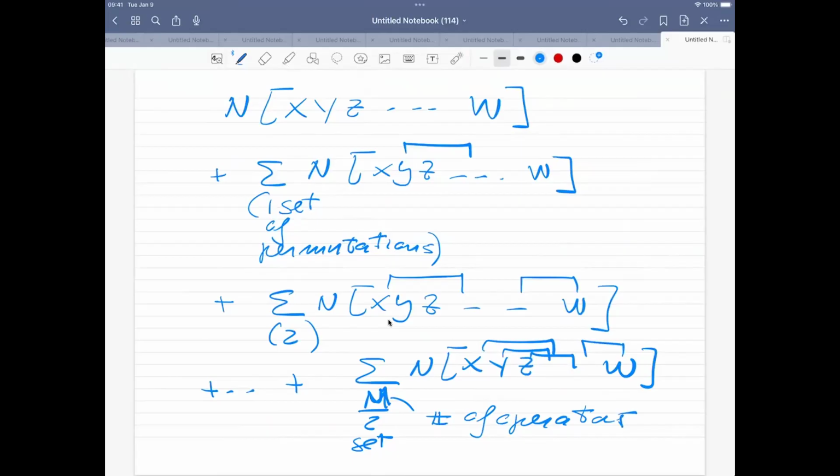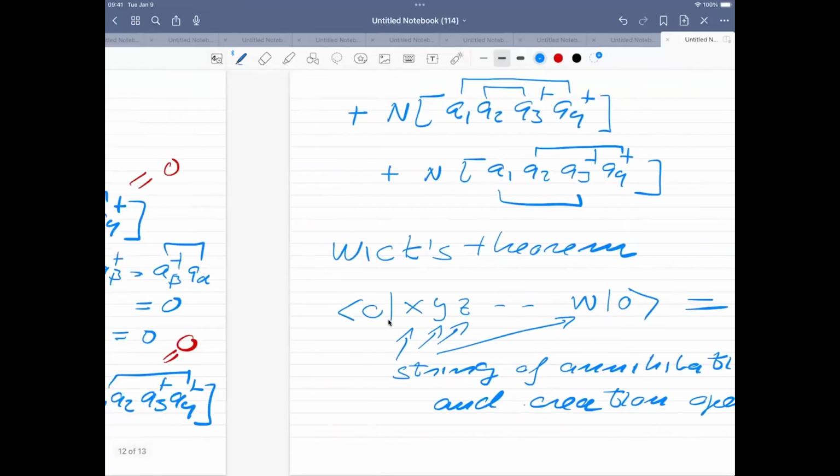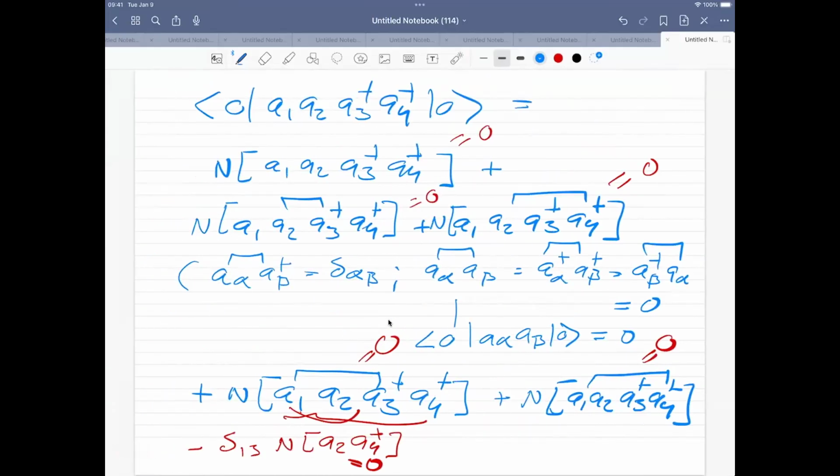So this is a generalization of what we showed for one pair, 3 operators, and 2 pairs, or just 4 operators. So we have 2 operators. We've done the calculations for 2 operators, 3 operators, and 4 operators. When you have an odd number of operators, it's always going to be 0. So you always have to match the number of creation operators with the number of annihilation operators.